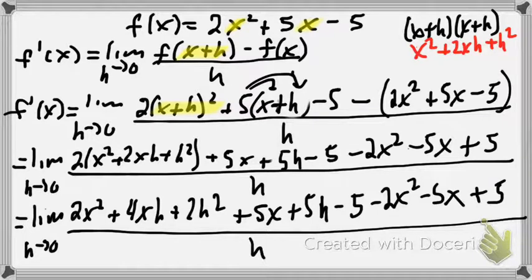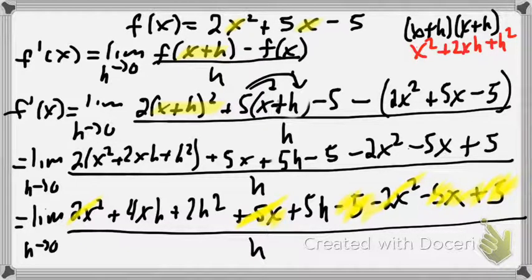Alright, so what do we got here? A positive 2x squared and a negative 2x squared, that cancels. A positive 5x and a negative 5x. A negative 5 and a positive 5. Is that it? I believe so.